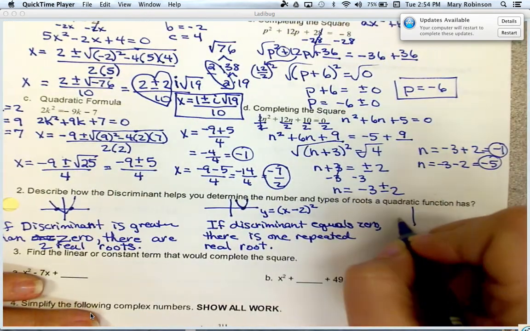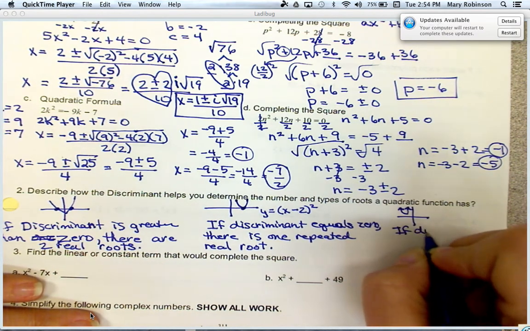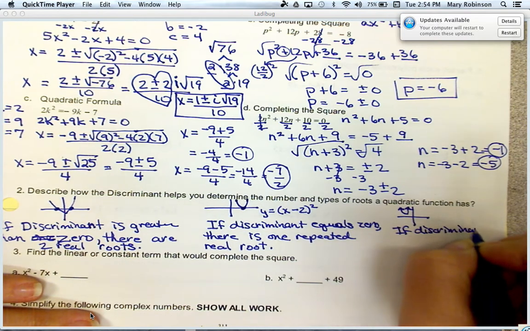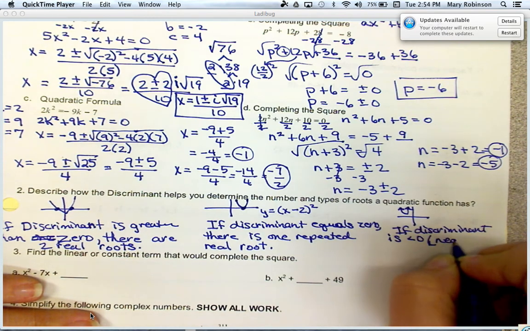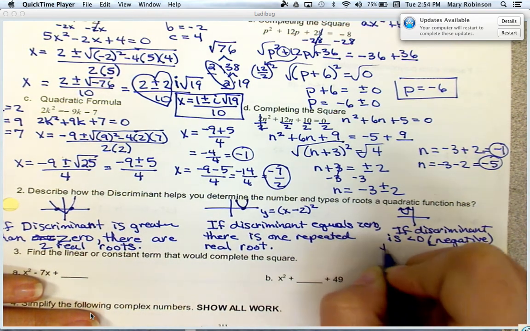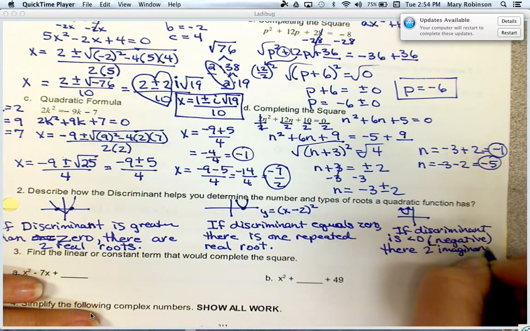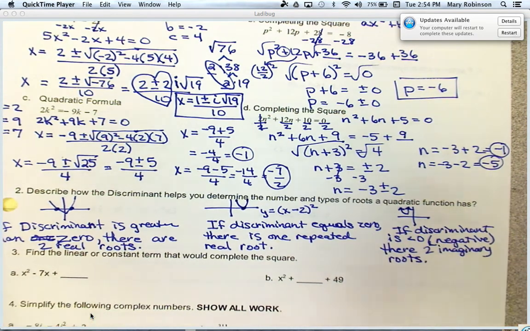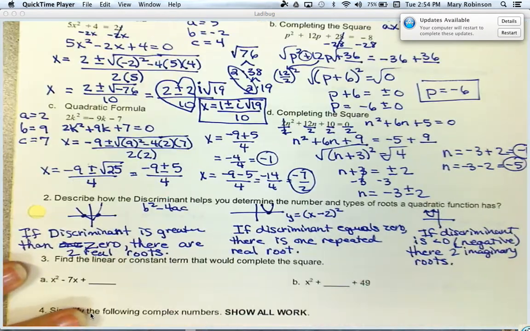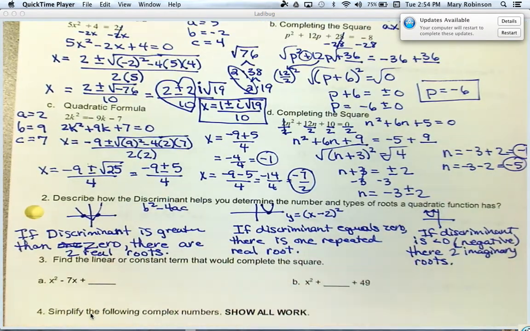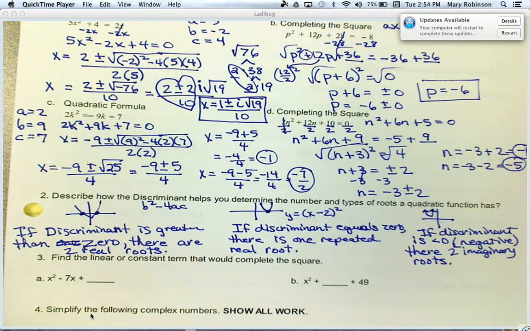And then the last possibility is if it doesn't touch the x-axis at all. So that occurs if our discriminant is less than 0, meaning it's negative. Then there are 2 imaginary roots. Okay? So remember, your discriminant is the b squared minus 4ac part that we talked about earlier in your quadratic formula, but this is what I expect you to do in terms of describing. So you can write it in paragraph form or draw a picture and describe what it is, but please make sure you use a complete sentence.